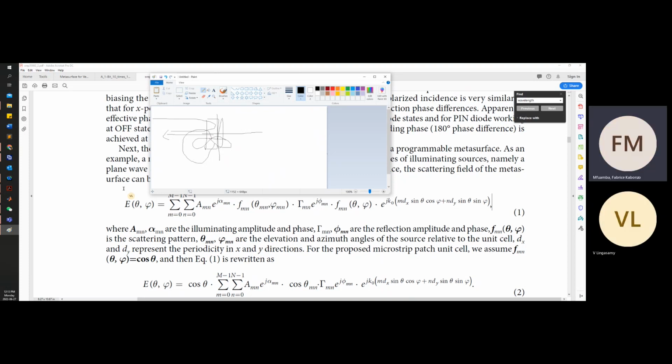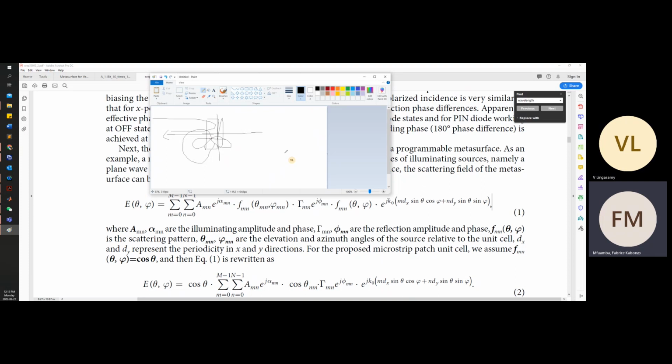What is the difference between metasurface and AMC? Artificial magnetic conductor, right? Okay. Yes. What's the difference, sir?